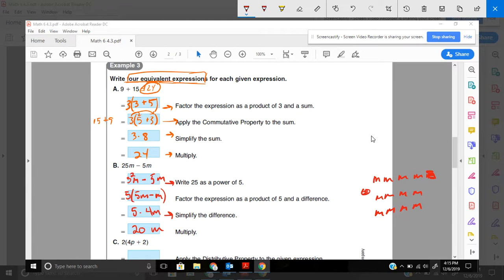Okay, so again, it just wants you to see all of these are saying the same exact thing. Because what would happen if you took 25 m's and you subtracted 5 m's? You'd be left with 20 m's, exactly the same thing we got here. All of these are equivalent expressions.